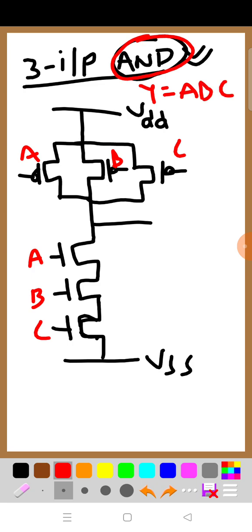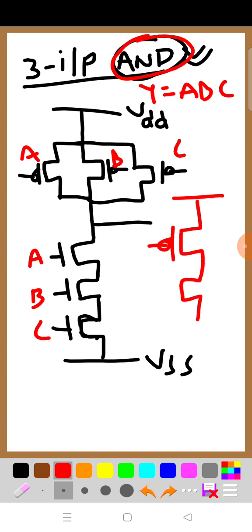Very important point: in your Boolean expression, if there is no complement, then you have to connect what? An inverter. Is it clear? But don't forget, here the inverter should also be what? A CMOS one. Therefore you have to design an inverter here.